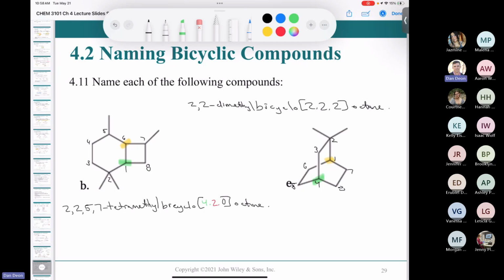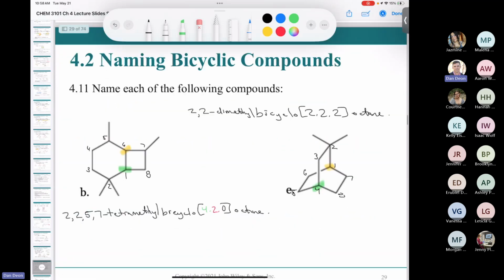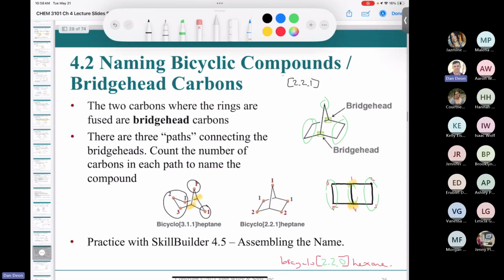So now you know how to name a bicyclic compound. I thought I had another thing in here about bicyclics, but I guess that covers everything.